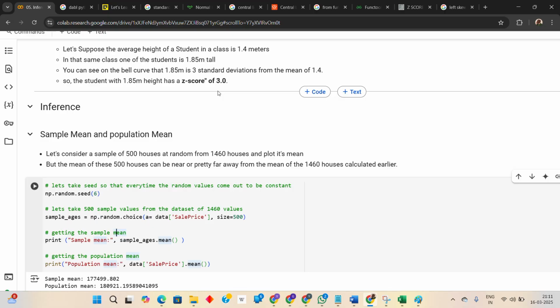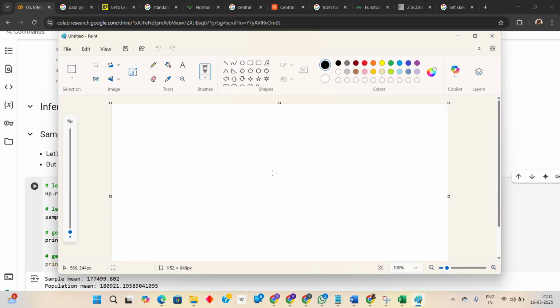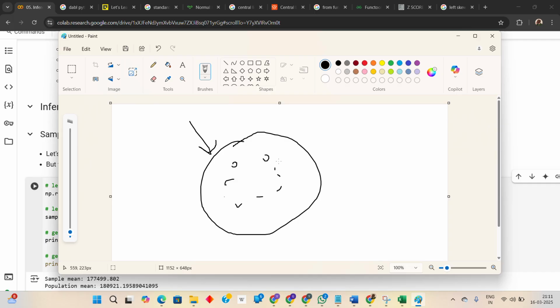Okay, so now we are going to understand inference. The difference between inference and regular statistics is that statistics applies to the population, while inference mostly applies to sample data. There are two things, sample and population. Population is the whole, for example, all Indian people. I want to know the average income of an individual in India.